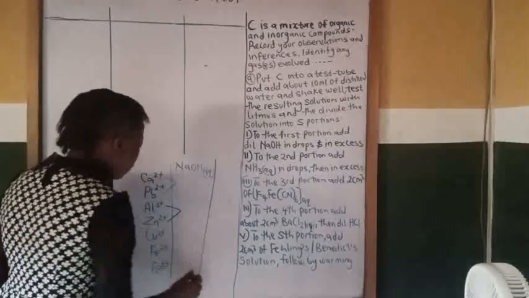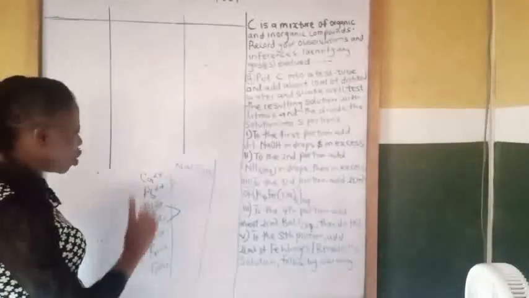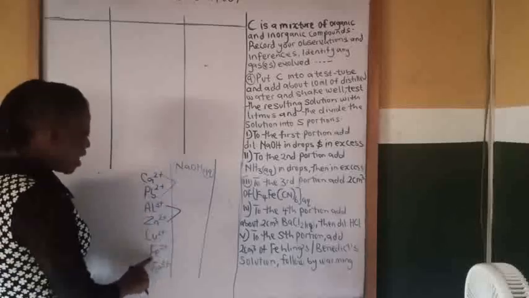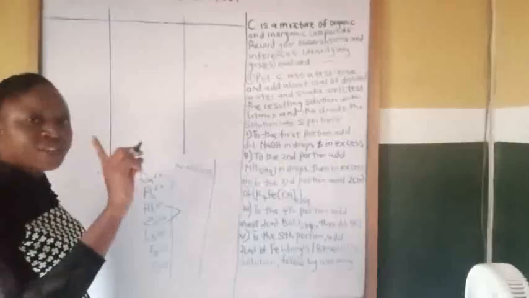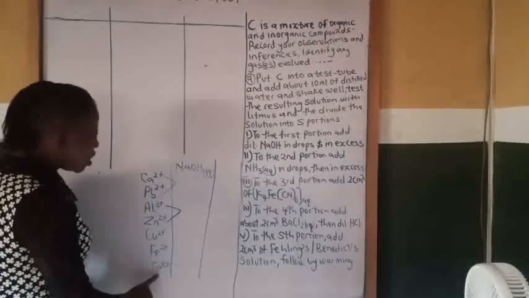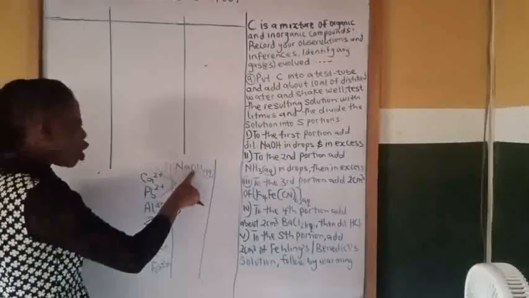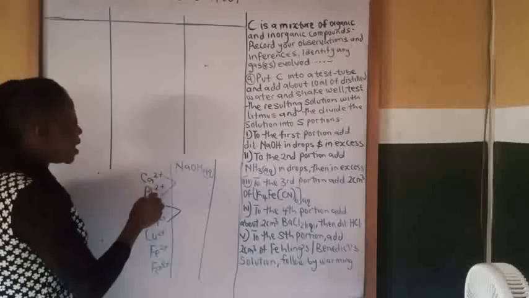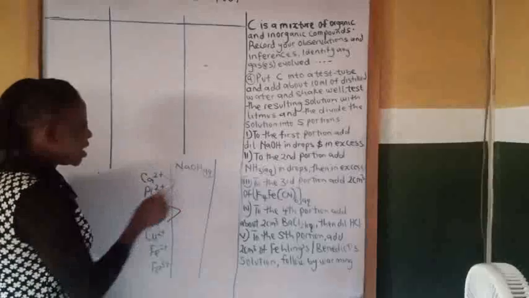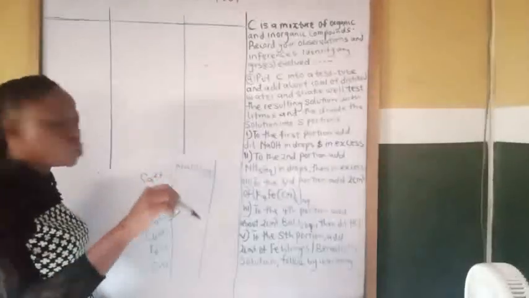So it shows that from this test, only copper is blue. Only copper will give us blue gelatinous precipitate with sodium hydroxide. Then only iron 2 will give us dirty green gelatinous precipitate with sodium hydroxide. Only iron 3 will give us reddish brown gelatinous precipitate with sodium hydroxide. So calcium and lead will give us white precipitate in drops, but in excess, lead will dissolve, while calcium remains insoluble.